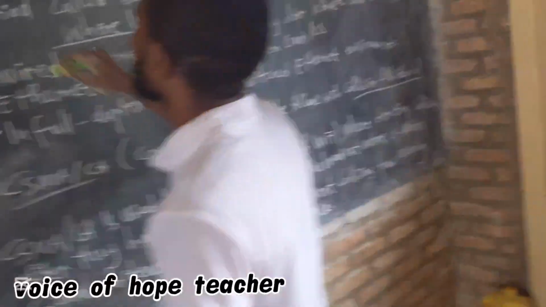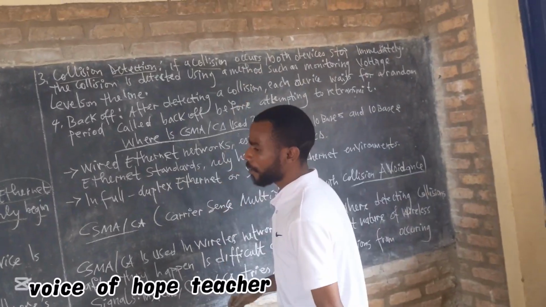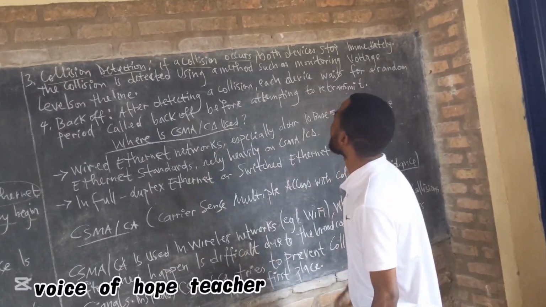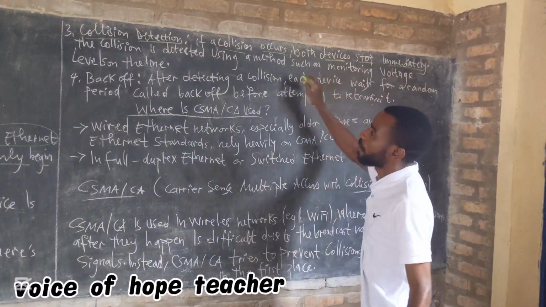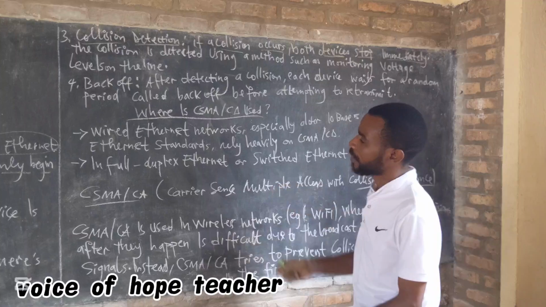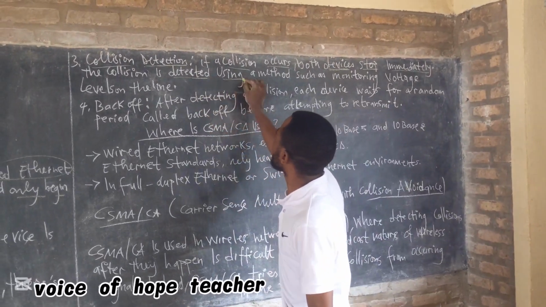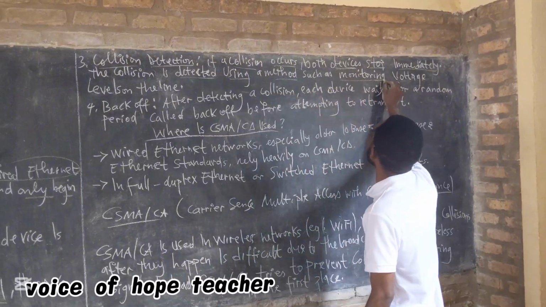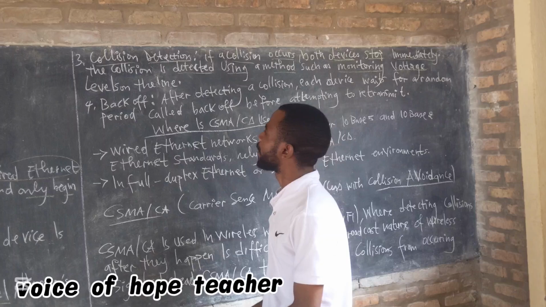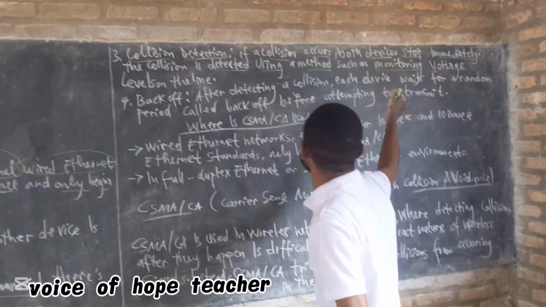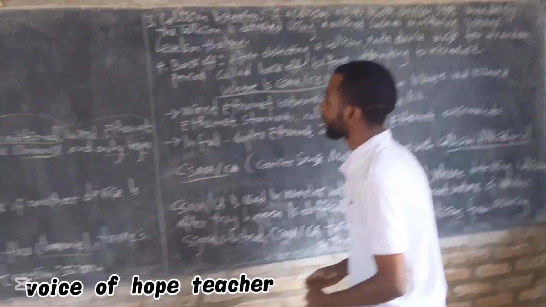Collision detection. If a collision occurs, both devices stop immediately. Zombi zigomba guhagarika transmittinga data. The collision is detected using a method such as monitoring voltage level. Ikoresha method yo kumonitoringa voltage zose ziri gukoreshwa muri iyo channel.